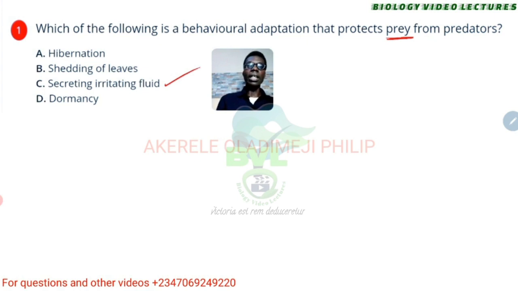All right. Then the dormancy talks about seeds, whereby the seed is alive, it's not dead, sort of trying to find a way to make it easier. But the answer here is C.